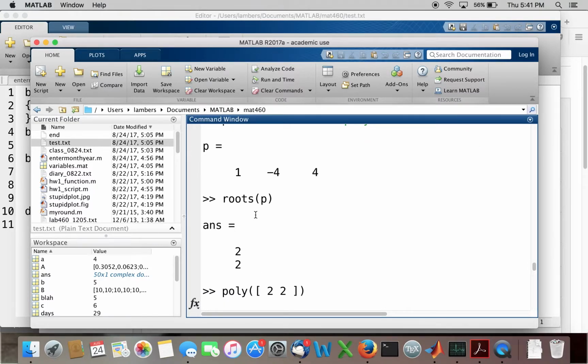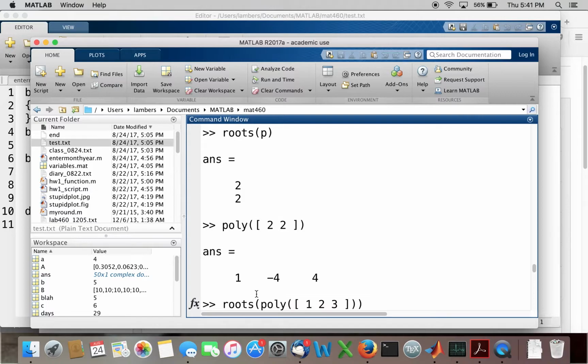Now, a sort of inverse of roots is poly. If I provide the roots of a polynomial, poly gives me the coefficients. So sure enough, I get that polynomial back. It's going to produce a monic polynomial. In other words, the leading coefficient will be 1, because generally, any multiple of a polynomial has the same roots.